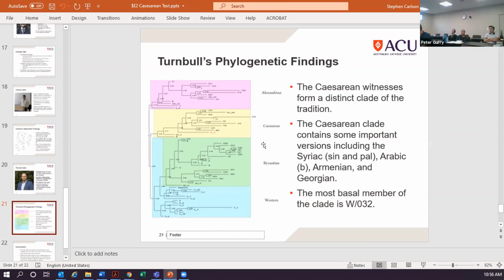So the takeaways I get from Rob's work is that the Caesarean witnesses form, on this other analysis as well, a distinct clade or branch of the tradition. It contains some important versions like the Syriac, Arabic, Armenian, and Georgian. And the most basal member, which is right at the top here, is W. So we have a bit of a disagreement over how important W is. That's fine. And so that's where he's at.